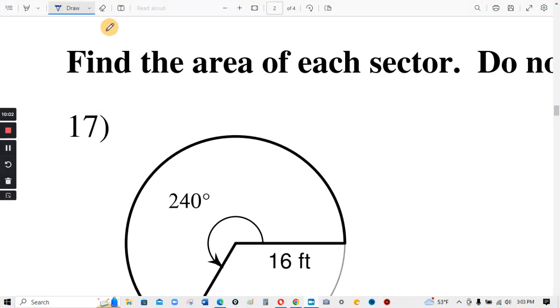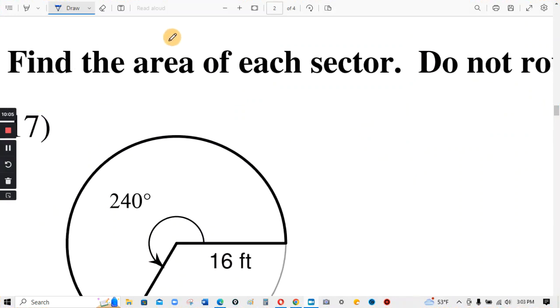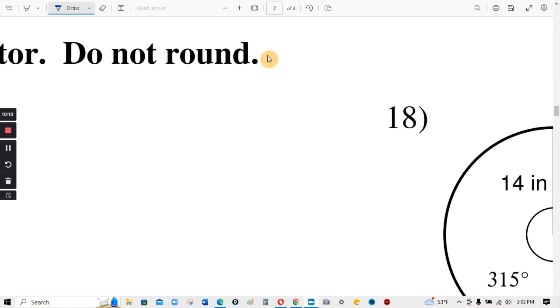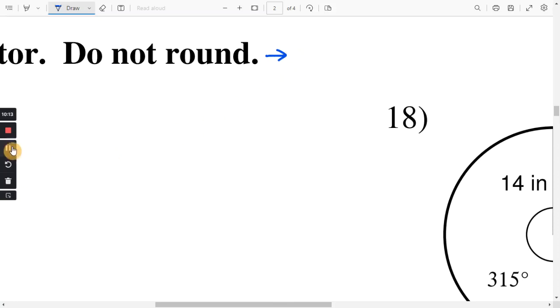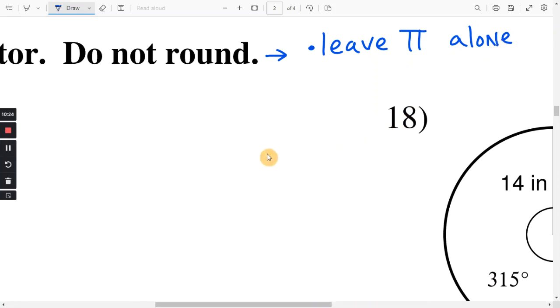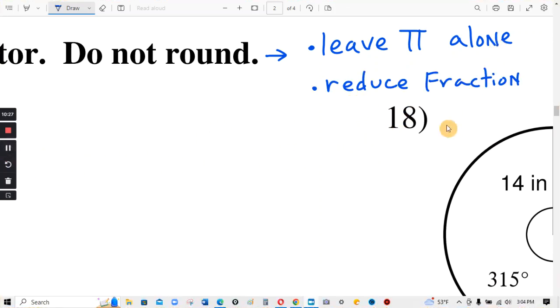Now, starting with number 17, they want us to find the area of each sector, but they say do not round. So once again, there are two items you need to be aware of. You want to leave pi alone. In other words, don't plug in a number for pi, just leave it alone and don't multiply it through. In most cases, you'll have pi in the final answer. Also, you want to reduce the fraction as much as you can. I suggest you do this before multiplying, because the numbers are smaller and it's easier to reduce top and bottom when the numbers are smaller. So try to do it before multiplying.